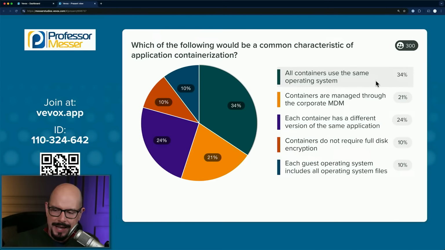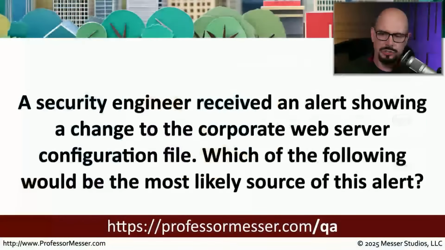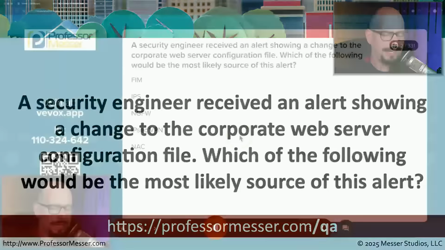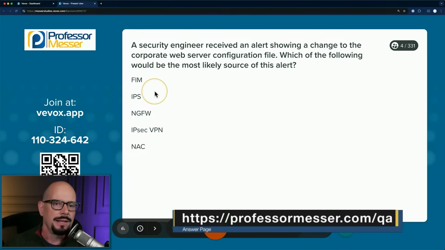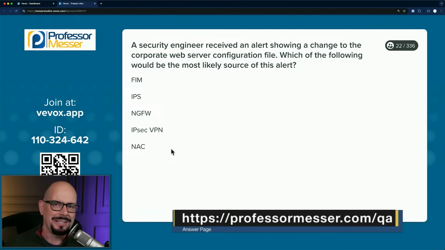We're sort of at the top of the hour. I think I want to slide in one more main question here, and then we'll jump over to, I think we got a couple more we could probably work through. This question asks, a security engineer received an alert showing a change to the corporate web server configuration file. Which of the following would be the most likely source of this alert? Would it be FIM, IPS, NGFW, IPsec VPN, or NAC? I told you there would be abbreviations.